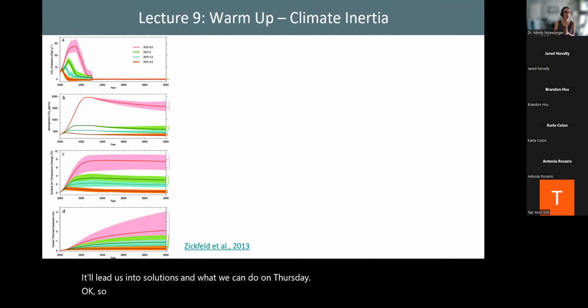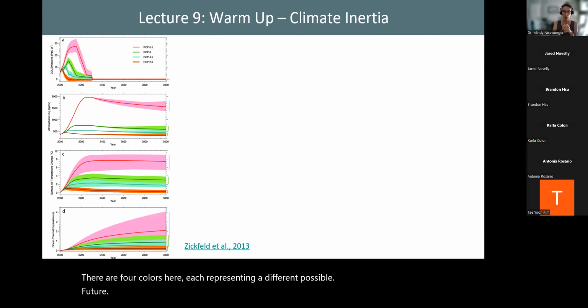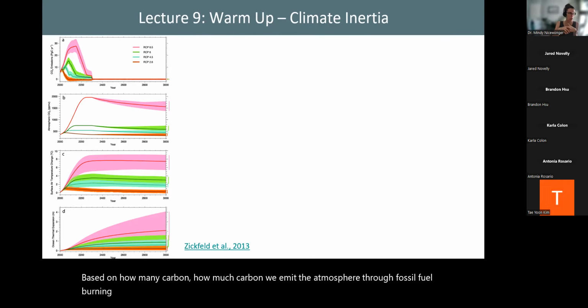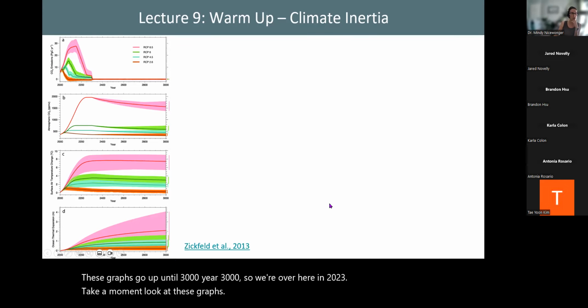Okay, so I want us to take a moment to look at this graph. This graph is called climate inertia. There are 4 colors here, each representing a different possible future based on how much carbon we emit to the atmosphere through fossil fuel burning. These graphs go up until the year 3000. So we're over here in 2023. Take a moment, look at these graphs. Tell me what they're telling us.